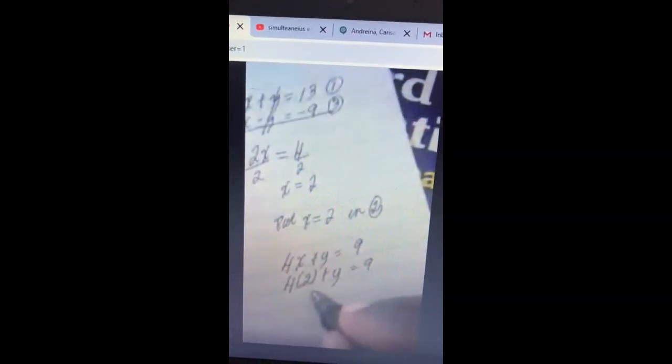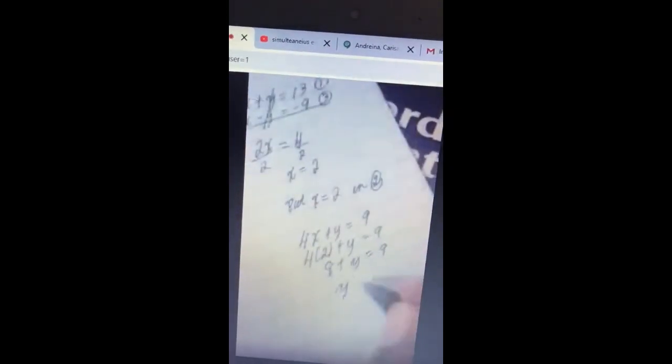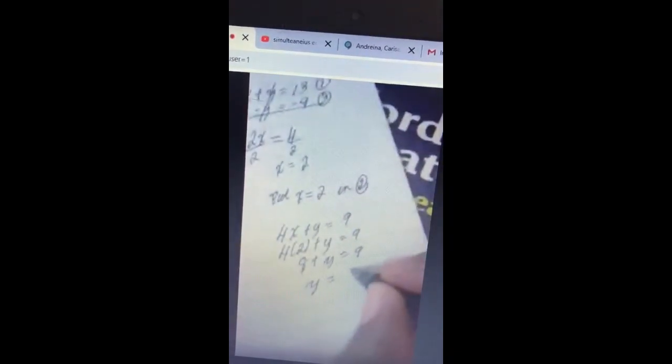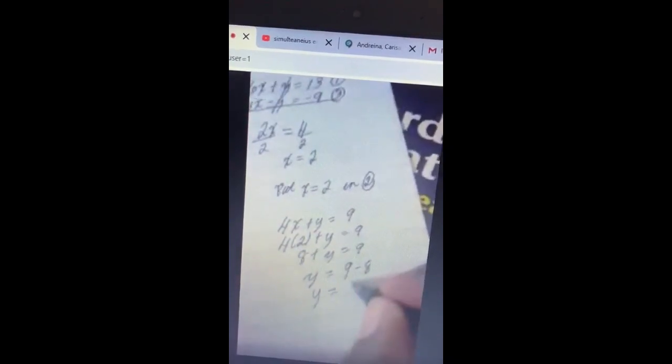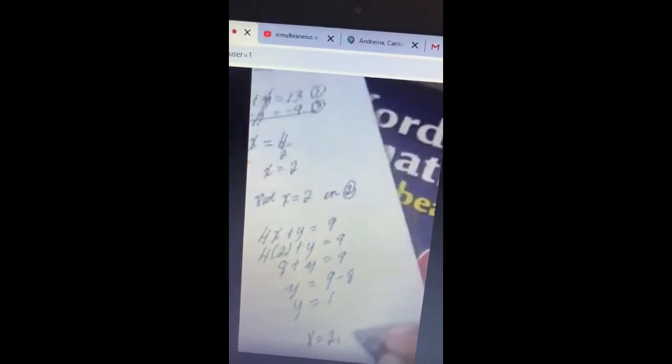We know that 4 2s gives us 8 plus y equals 9. So I'm going to transpose, put like terms together. So this 8 is going to go over with the 9, so it becomes y is equal to 9 minus 8. And we know 9 minus 8 gives us 1. So the answers for this are x equals 2 and y equals 1.